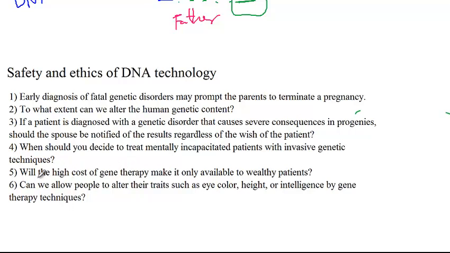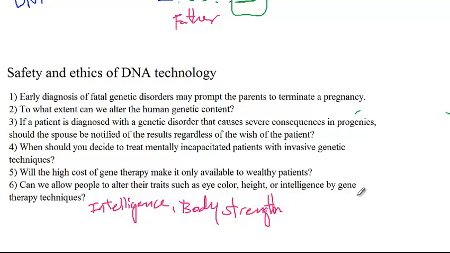That's again another problem. Will the high cost of gene therapy make it only available to wealthy patients? And then finally, can we allow patients to alter their traits like eye color, height, intelligence by therapy techniques? And what if they want to alter their intelligence or their body strength and so on? So what would we do in that case? All right, so these are some of the concerns about the DNA technology that is getting so advanced to make us closer and closer to reach these goals of altering and making superhumans.